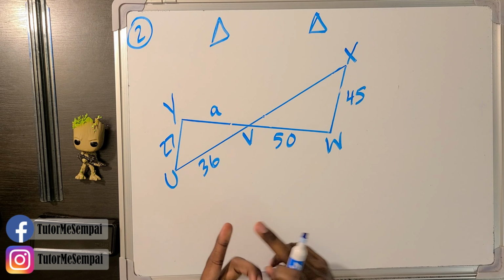However, the first one that we can see very easily is this vertical angle here. These angles are vertical angles. Thus, we know that they're going to be congruent. And because these are vertical angles and congruent, they're going to correspond with one another.